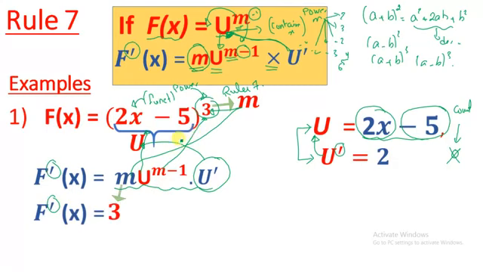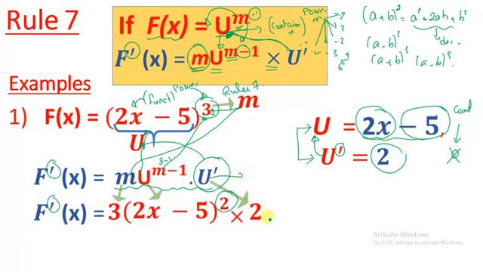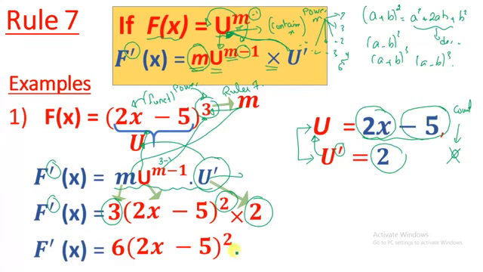What is u? Yes, it is 2x minus 5, raised to power m minus 1. The power is 3 minus 1, it is what? It is 2. What else do I still need? Yes, u prime. It is 2. Now, 2 multiplied by 3, I get what? I get f prime of x equals 6 multiplied by (2x minus 5) squared, and this is the derivative.